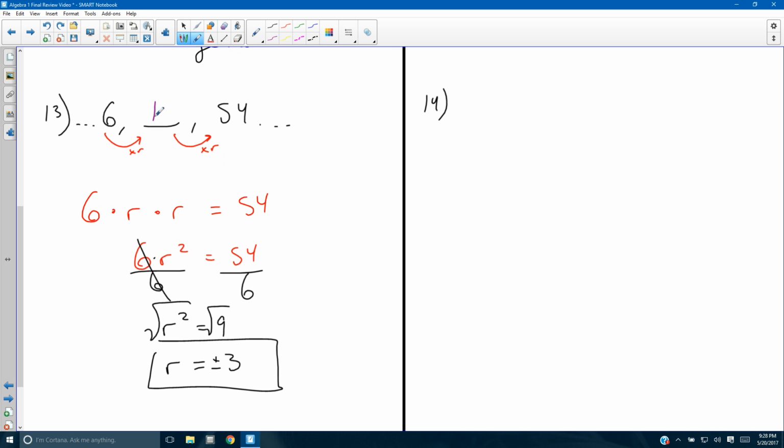6 times 3 is 18. And yeah, 18 times 3 is 54. But did you know that 6 times negative 3 is negative 18? And negative 18 times negative 3 is positive 54 as well? So guess what? There's more than one common ratio here, and there's more than one answer here. There are two of them.